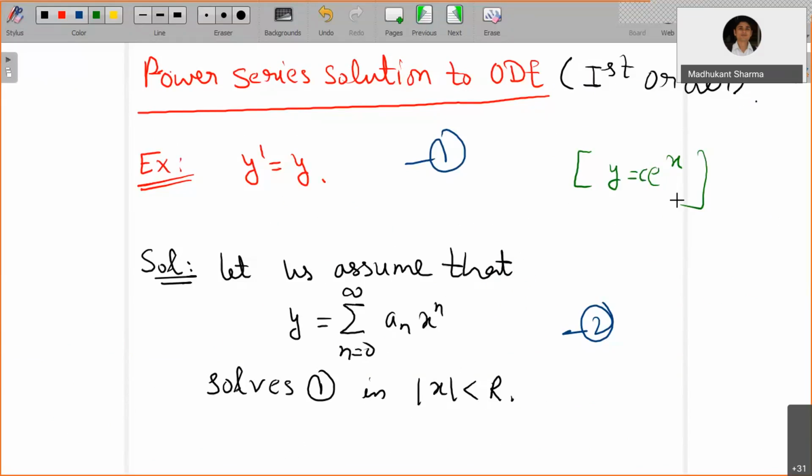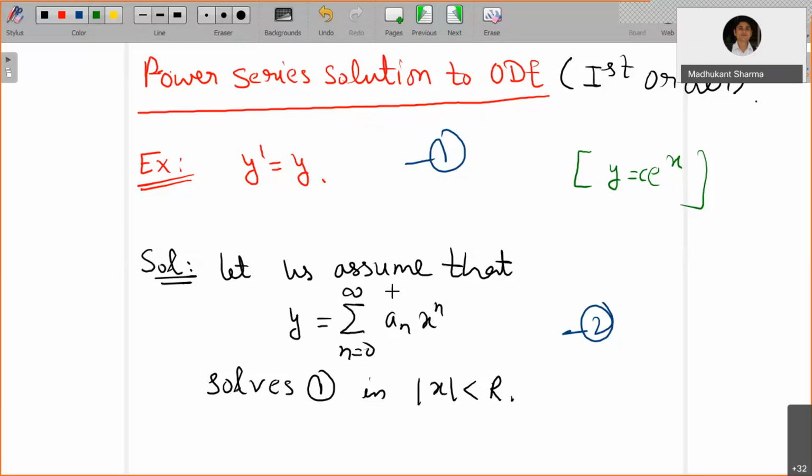Okay, so we have to start with something. Let us assume that y equals this infinite series. We have taken it about the point x equals 0. You can start with x equals x naught as well. Because here the calculation will be simple, we have started with x to the power n. Instead you can work with x minus x naught as well.